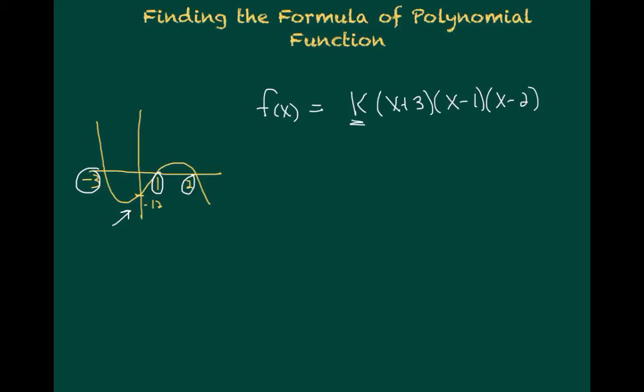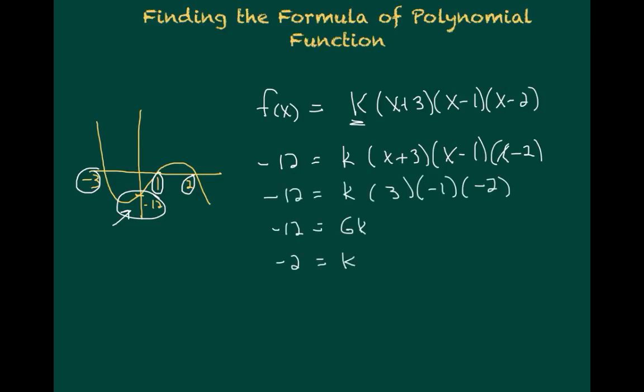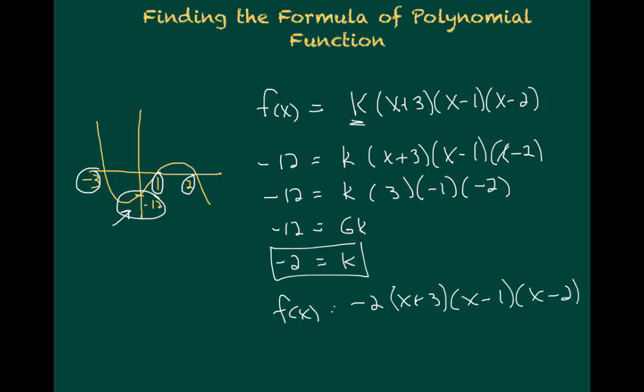So we need to know what k is. All right, well, how do we find k? Well, that's where the y-intercept comes in. Since I know that -12 equals k times all of these factors, I can plug in 0 for x. And when I do, I can solve for k. And there you can see that k equals -2. So the final form of this is f of x equals -2 times x plus 3 times x minus 1 times x minus 2.